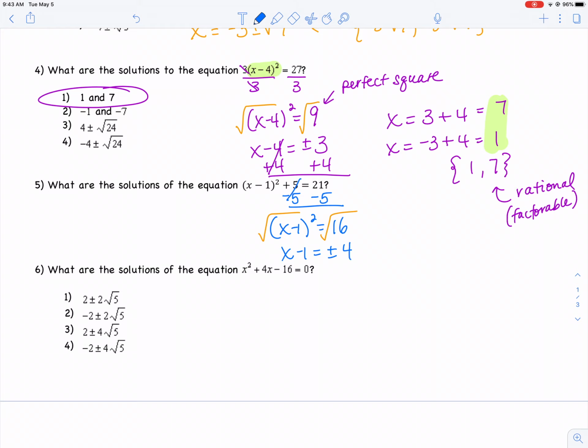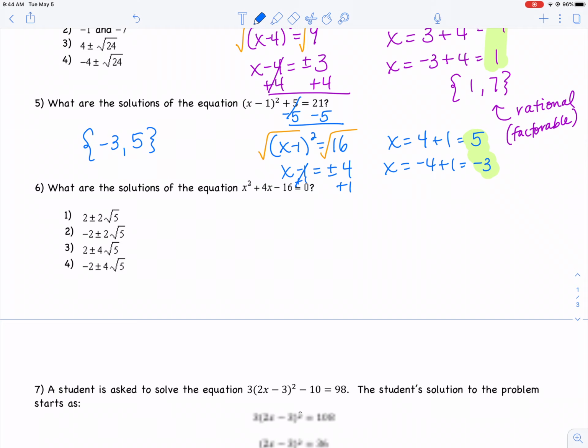So if I now add 1 to both sides, that's gone. I have x equals positive 4 plus 1 and negative 4 plus 1, giving me a 5 and a negative 3. So those are my solutions. Negative 3, positive 5. Again, you could check it in the calculator.